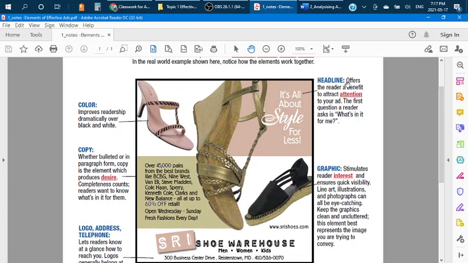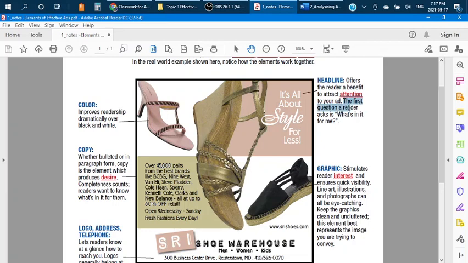So first, when we look at our ad, the first thing we should see right here is our headline that offers the reader the benefit to attract attention. So this is what gains us our attention. This plus the images, the pictures of the shoes. If you are into shoes or if you're looking for a new pair of shoes, the big headline with the images of the shoes should grab the attention of the person walking by.